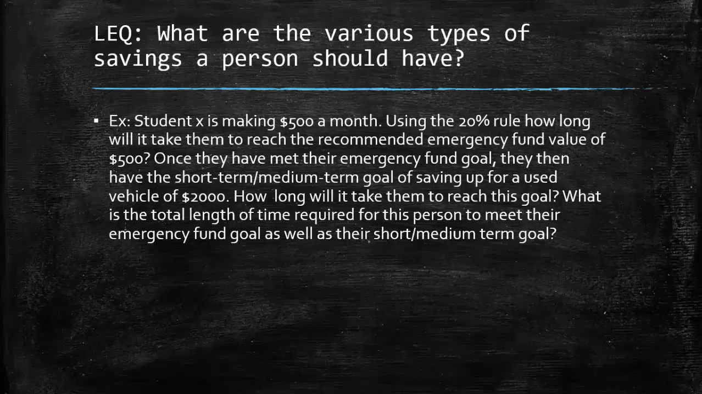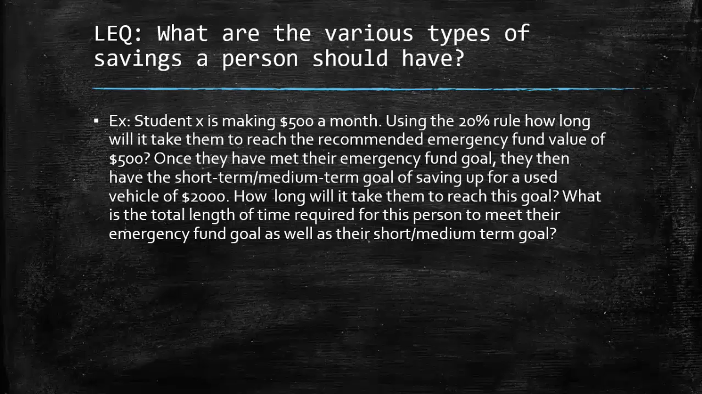What is the total length of time it will take for this student to meet both their emergency fund goals and their short-term goals? So if it took them 5 months, again, remember the priority. You can't do both at once. Well, you can, but it's not recommended. Meet one goal, then move on to the second, okay? Don't do like 10% emergency fund, 10% short term. Again, you can, but it's not recommended. I'd recommend meeting one goal, then moving on to the next.